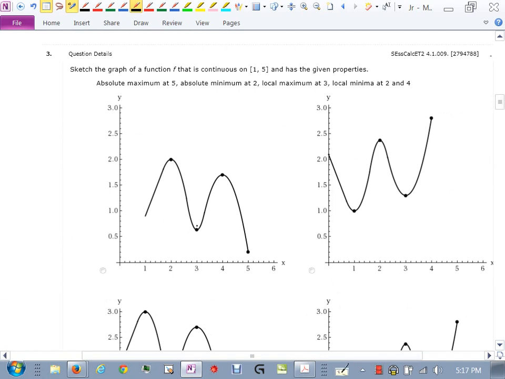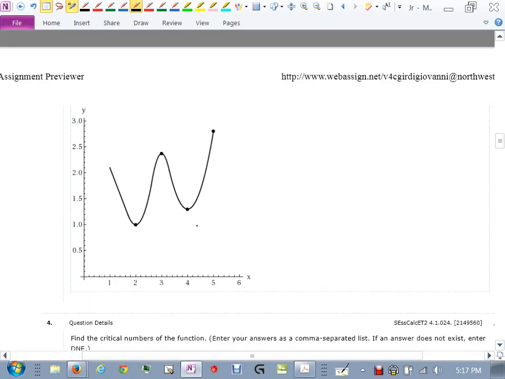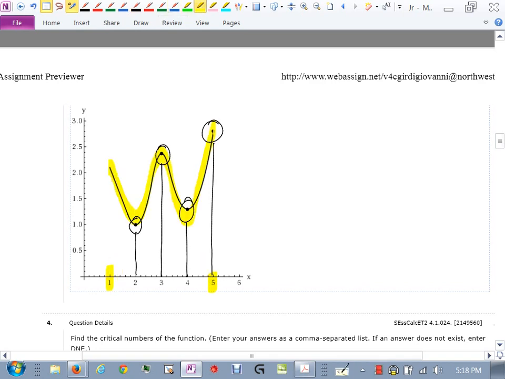Okay, sketch the graph of a function f that is continuous on [1, 5] and has the given properties. So here is the graph. We have an absolute maximum at 5. We have a local minimum at 4. We have a local maximum at 3. We have an absolute minimum at 2. And then the function, of course, is defined between 1 and 5, so it's defined on that entire interval.